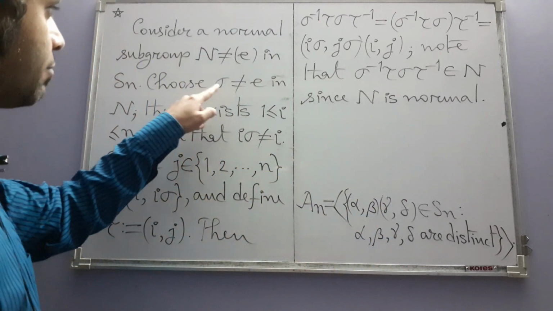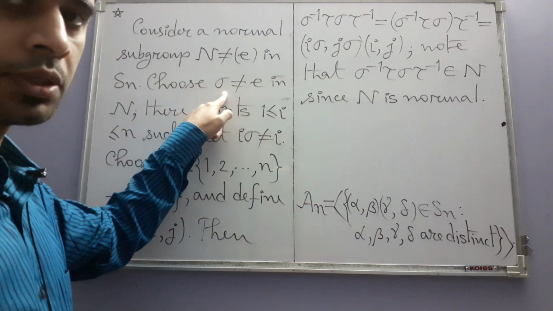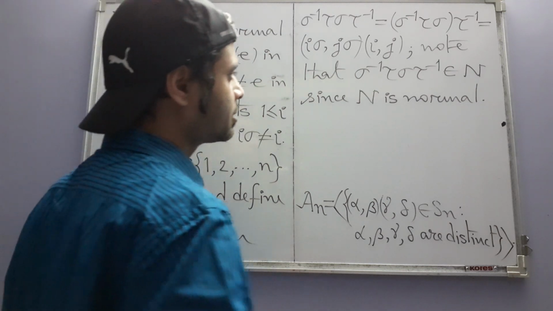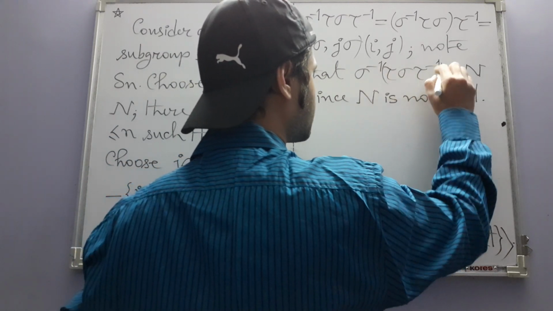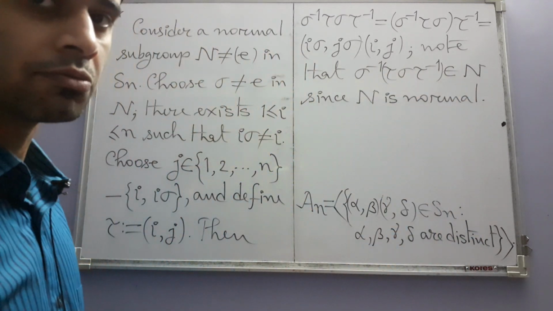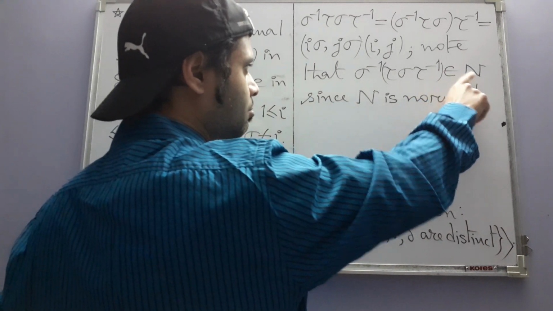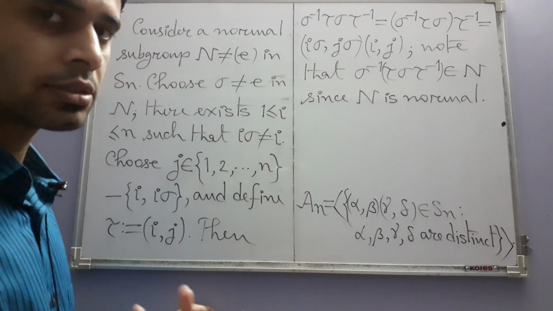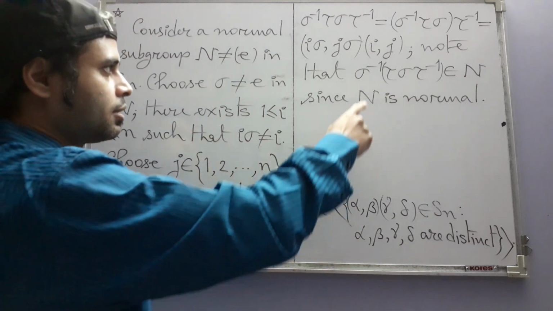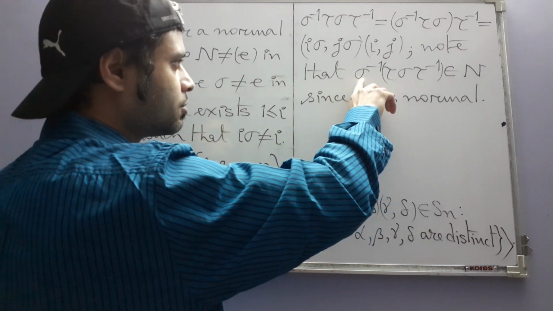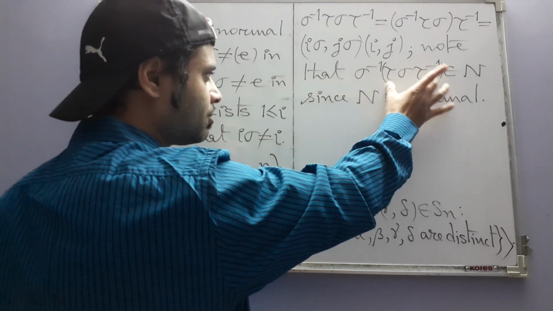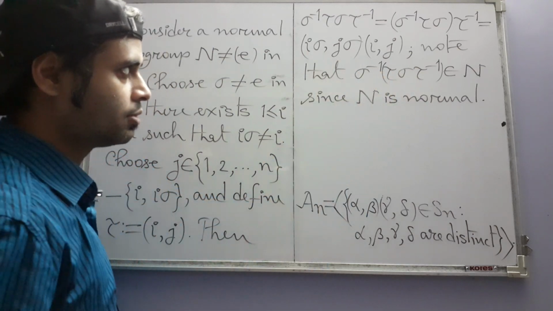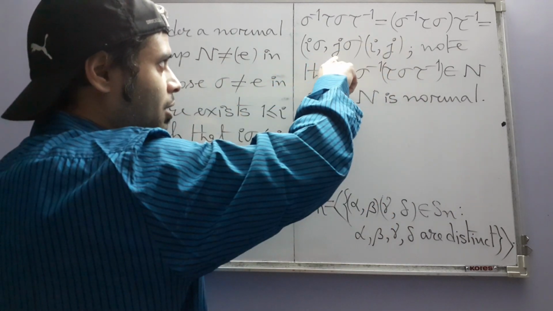Okay, so we have chosen sigma from where? N. So you can in fact think of this product as the product of sigma inverse and tau sigma tau inverse. Because N is normal, tau sigma tau inverse will belong to N, because that's just what normality is. And sigma already is in N, so you take the product of this element of N and the inverse of this element which is also in N, so this belongs to N. Now we come to this part.